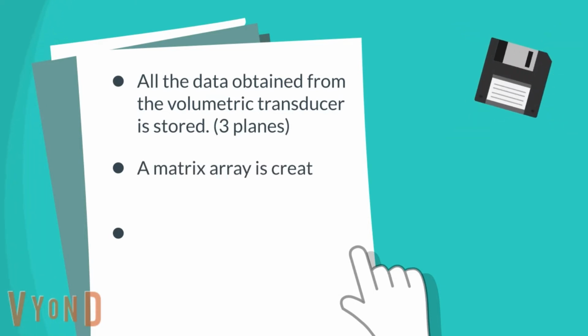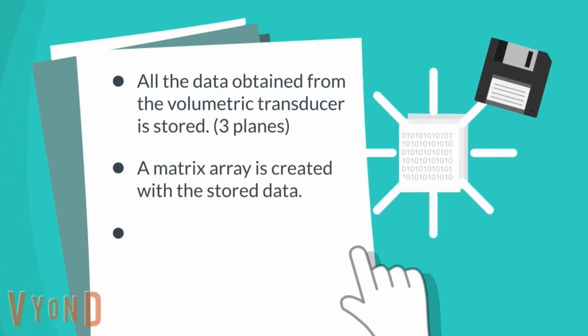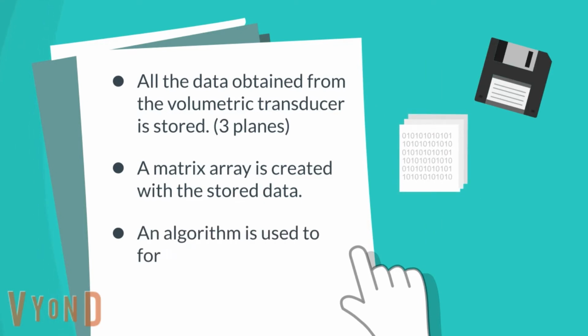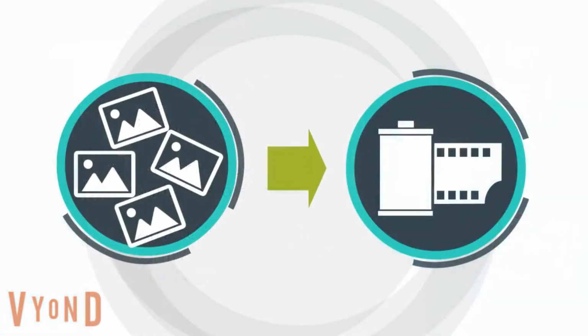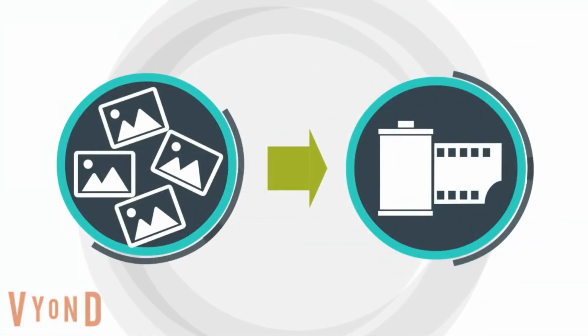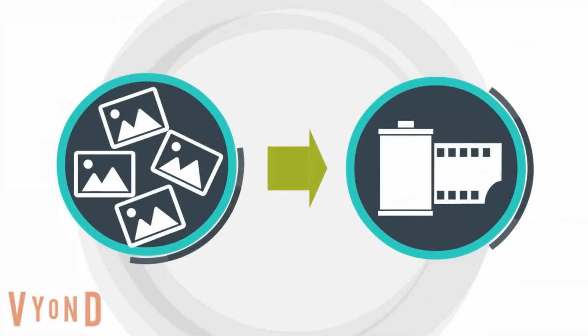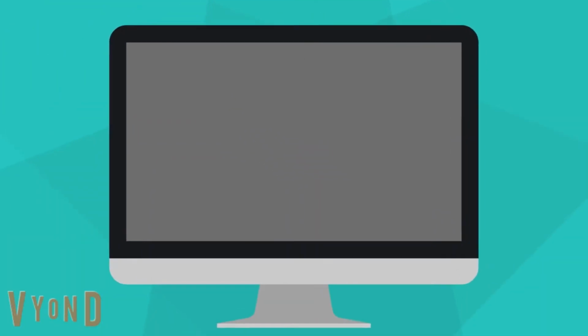A matrix array is created with the stored data. An algorithm is used to form the image using the matrix array. By storing all these images, and putting them together sequentially, the 4D video is formed. And finally we obtain.